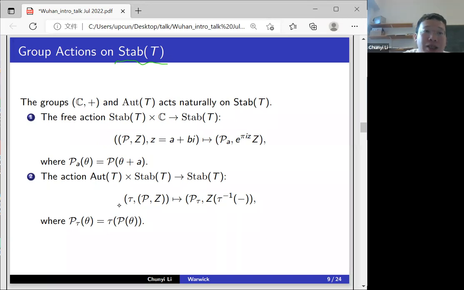One is the C action. Actually, it's a 2R action. So how can I take action on it?